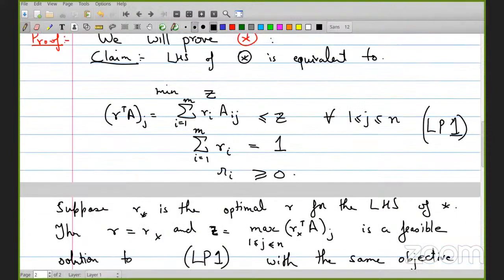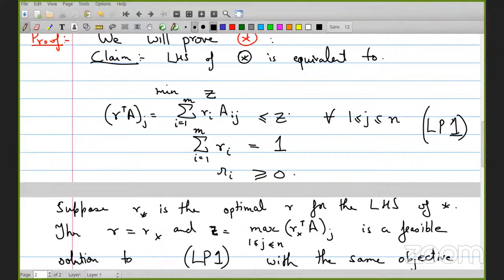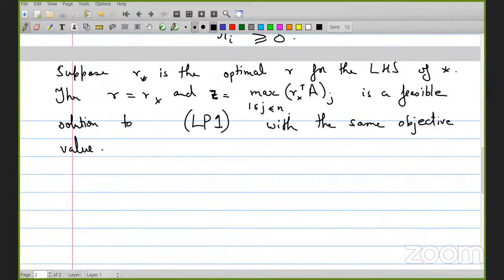So the point is that the Z that will satisfy that every entry is less than or equal to it, the smallest such Z, is just the maximum of the entries, right? Everything bigger than that is satisfied, and anything smaller than that does not satisfy, because the maximum entry would contradict. So at least one direction is clear. The objective value of this program is not going to be bigger than the optimal value of the left hand side of star. So this shows that the opt of LHS of star is bigger than or equal to the opt of LP1.